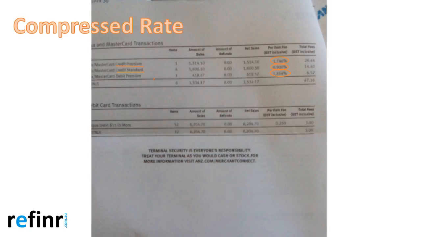Here I've underscored, in the top left, credit premium and credit standard. Most times you'll actually see another one that says credit super premium, and that'll attract an even higher rate again. If you look at credit standard and go across to where I've circled it, it says 0.90. That's a standard rate. Right above that is your premium rate, which is 1.74. A lot of times when it's a super premium, that'll be up around 2.15.